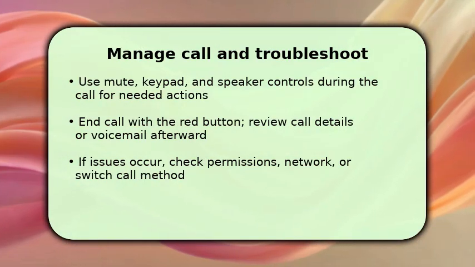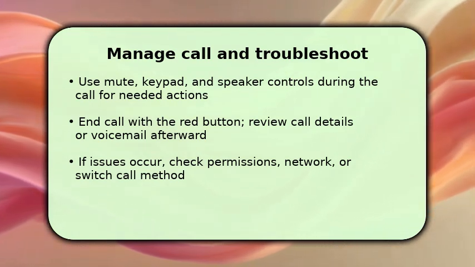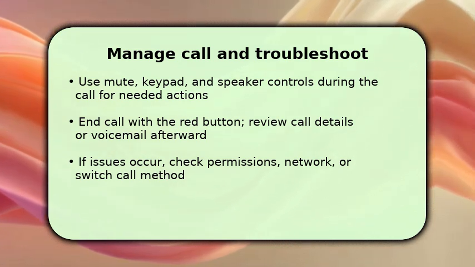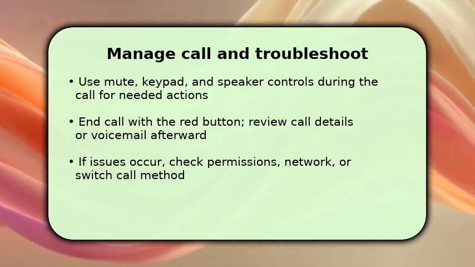Finish by managing the in-call controls. Use mute, keypad for automated systems, and speaker to change audio output. These help navigate prompts and group settings. When you're done, tap the red end button and review call history or voicemail for records.